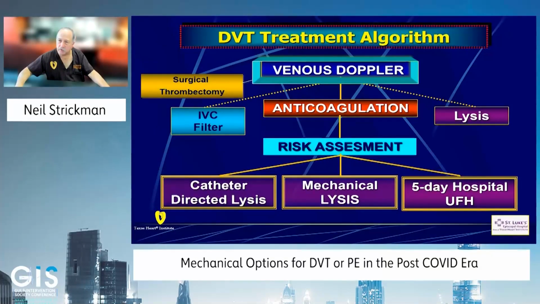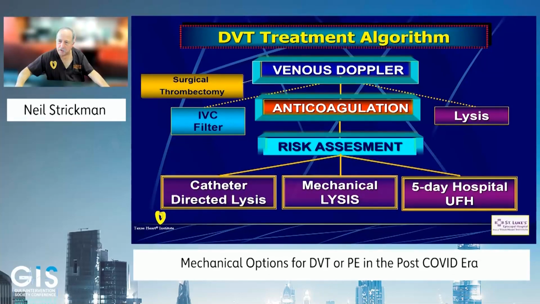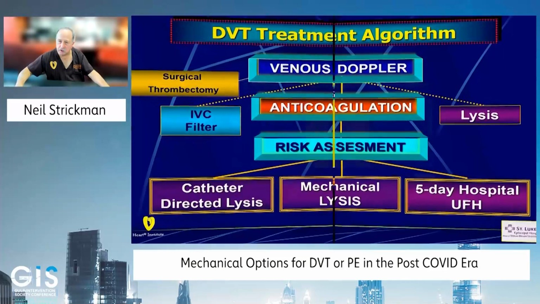We first start with a venous Doppler. Then we choose anticoagulation. You may want to filter, lytic, or thrombectomy. And then you make your risk assessment as to catheter lysis, mechanical lysis, or unfractionated heparin.